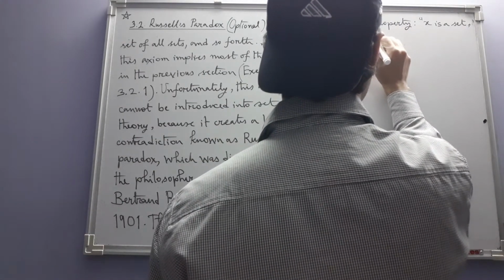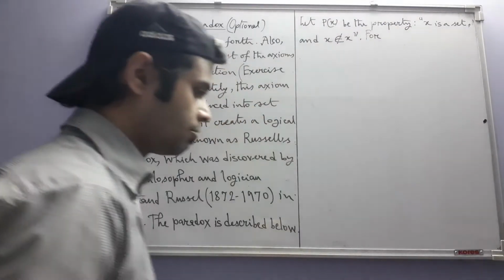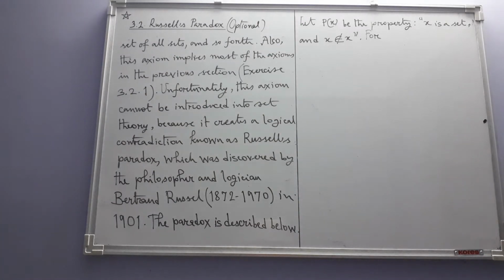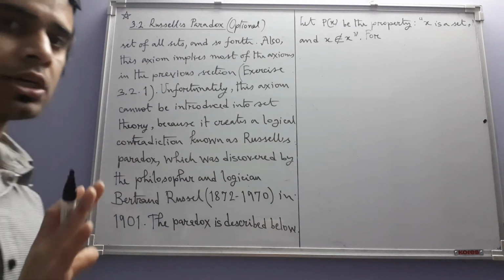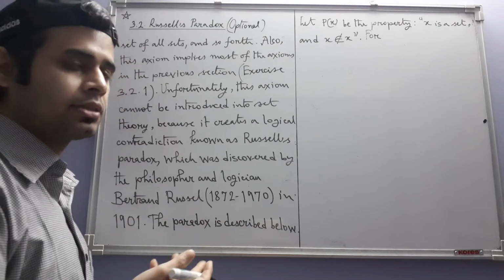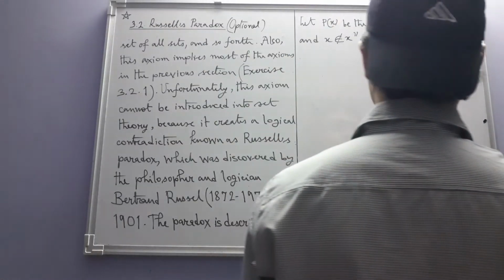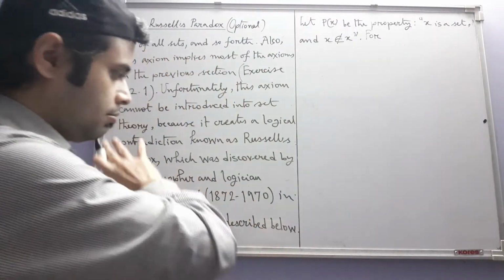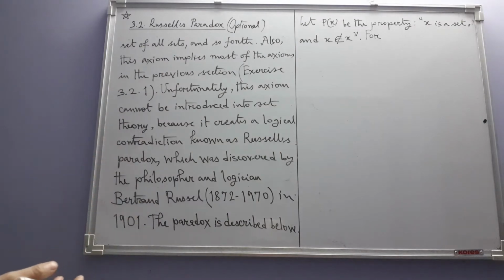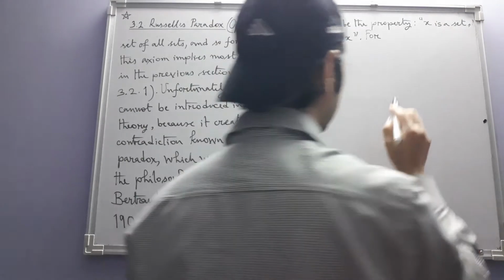For instance, most of the sets that we have seen so far do not contain themselves as elements. That's what natural or normal sets do. However, there are some sets, provided we assume this axiom, that contain themselves as elements. So let's just see some examples.